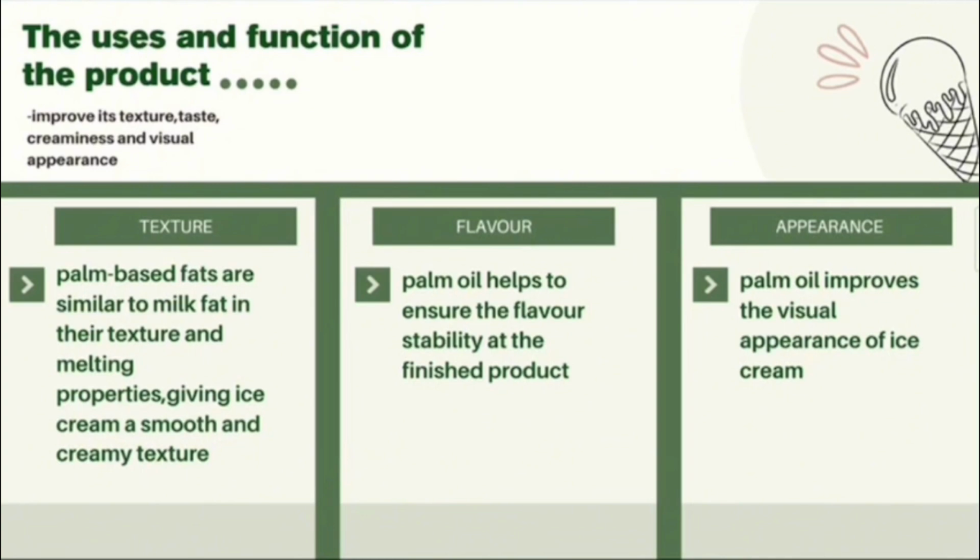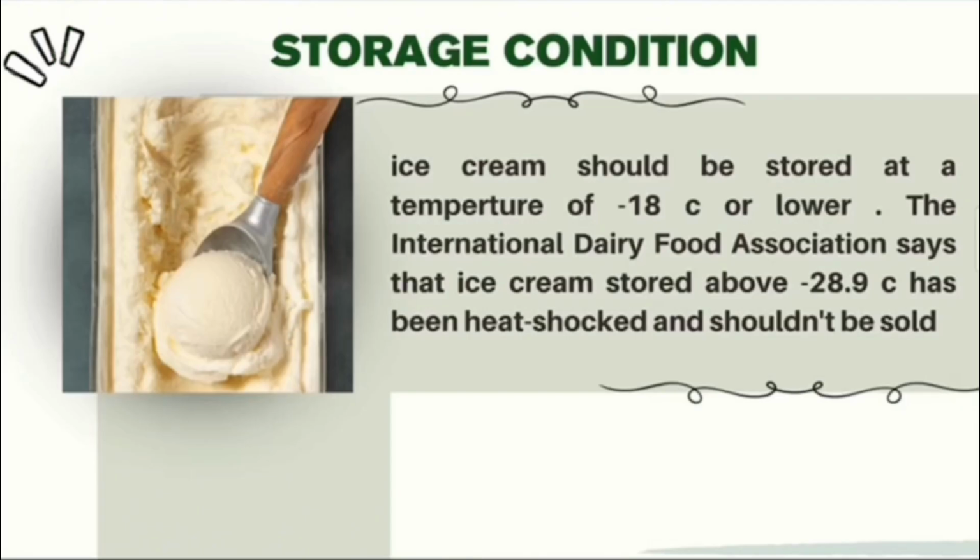And the last one is appearance. Palm oil improves the visual appearance of ice cream. The last one about ice cream is storage condition. So the ice cream should be stored at a temperature of minus 18 Celsius or lower. The International Dairy Food Association says that ice cream stored above minus 28.9 Celsius has been heat shocked and shouldn't be sold.